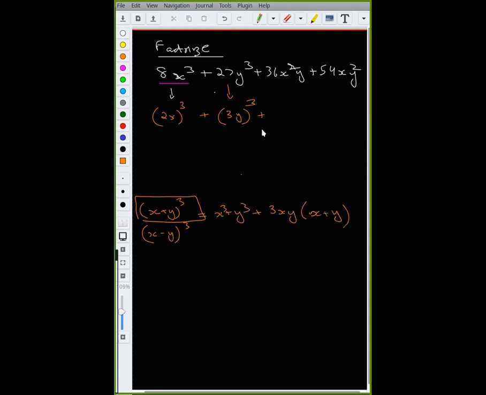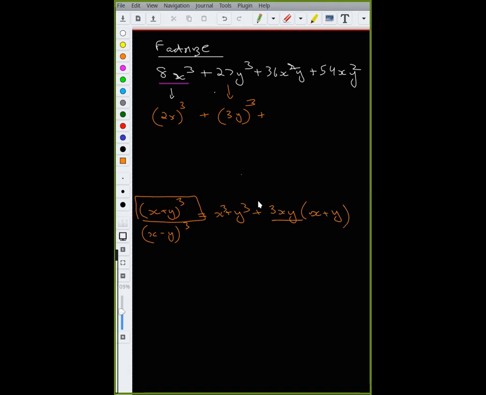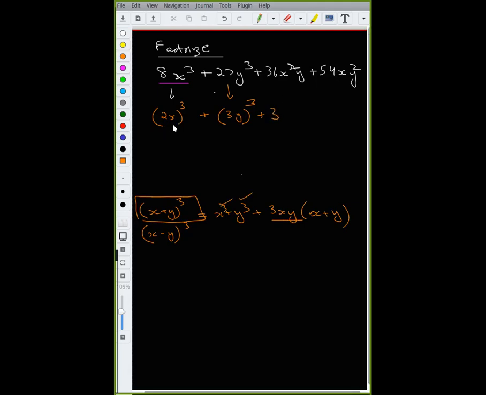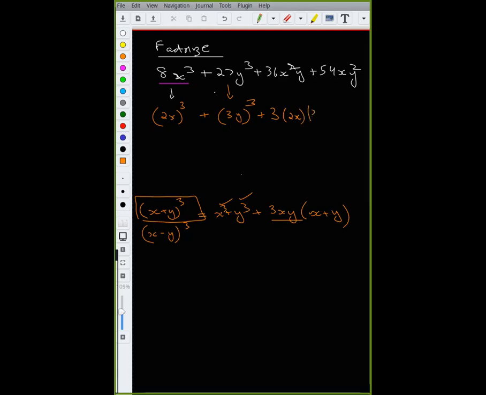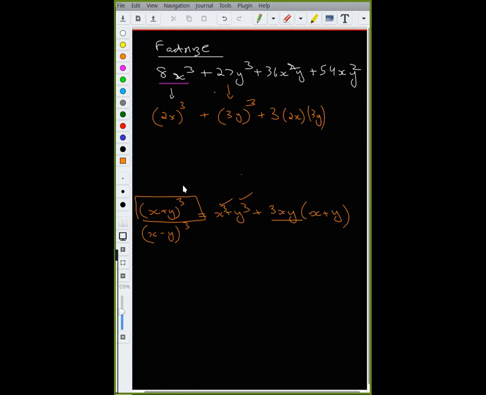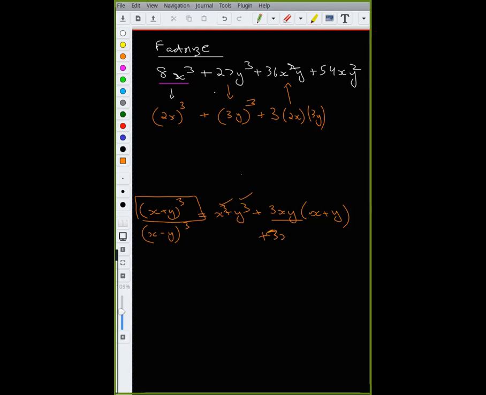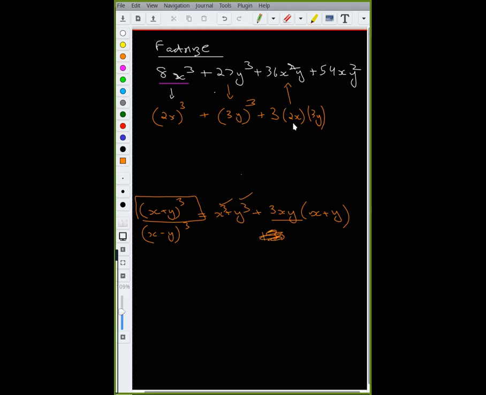So can I write this as now 3xy? I got x cube, y cube. Now I want 3xy. What will x be? x will be 2x and y in this case will become 3y. Does this add up to 36x squared y? Instead of this, we are opening it, right? Okay, fine, let's do this. Wait, let's stop here. Is this okay so far? Now what about this one?